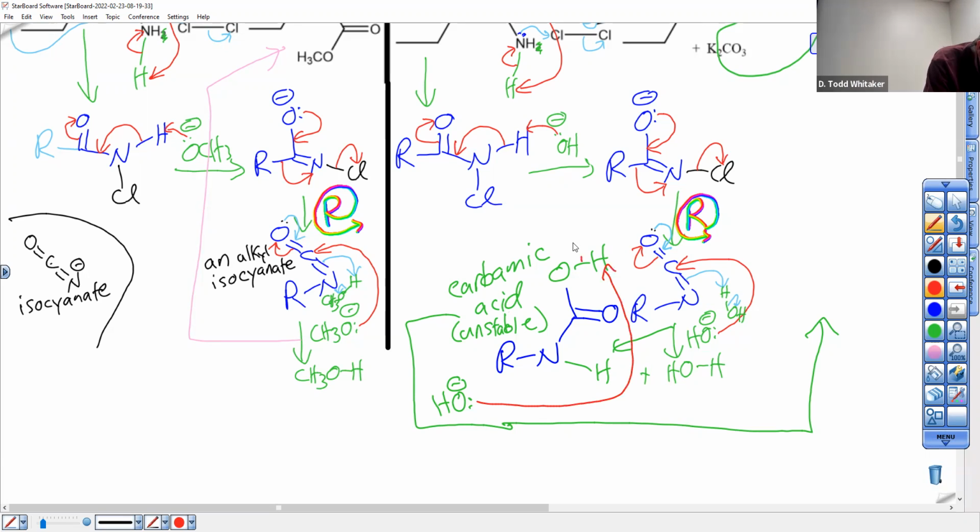First step, take the H off. Second step, you need another hydroxide. You will be using a ton of hydroxide. We've already used a ton. Second step, attack the carbonyl. Generate a lone pair. And I could do a third step, but I think your mind might not like it.